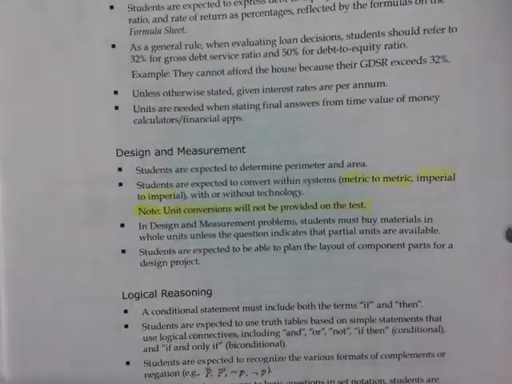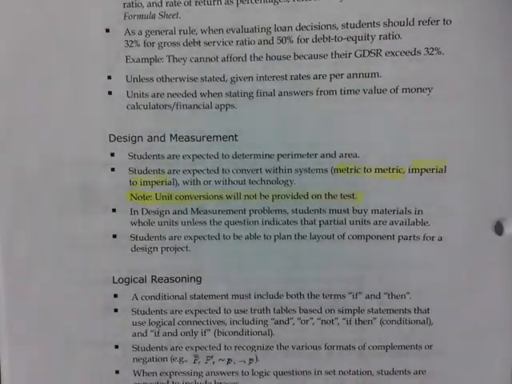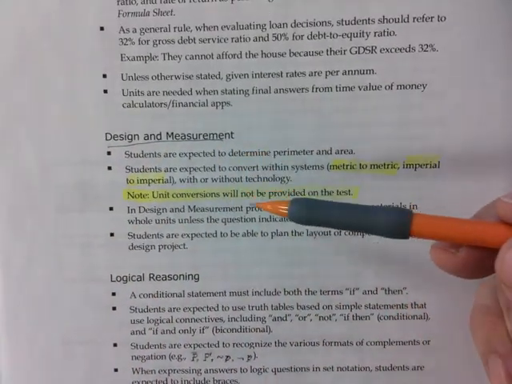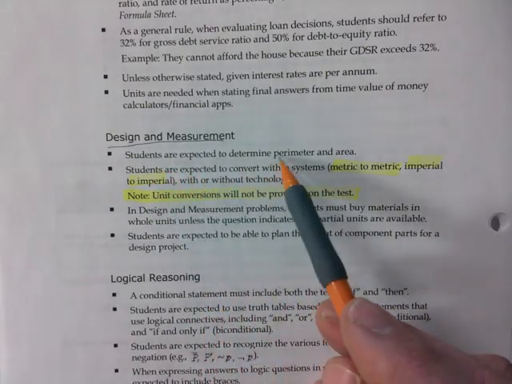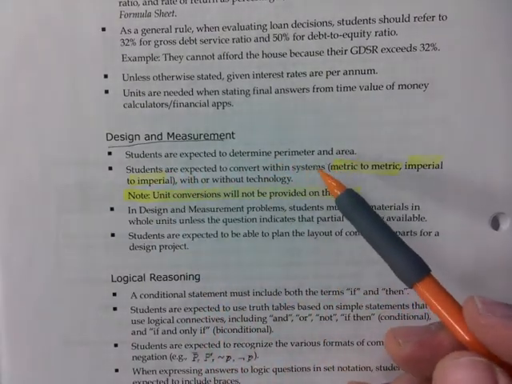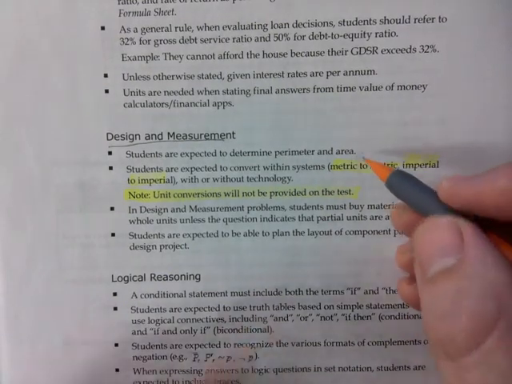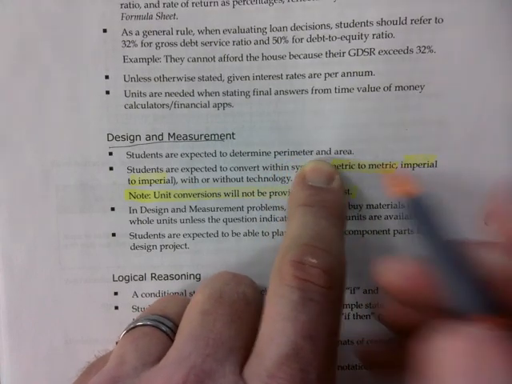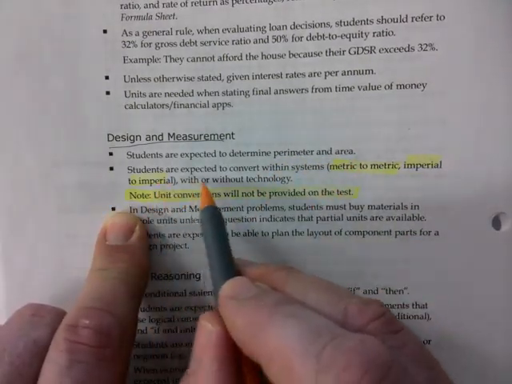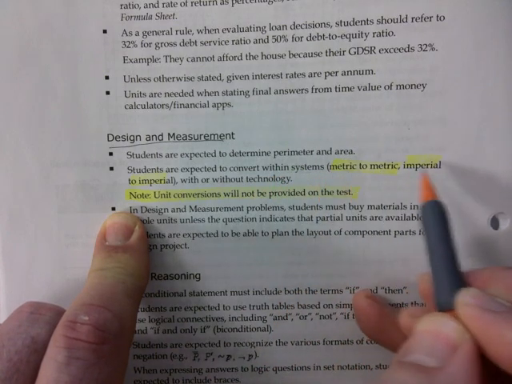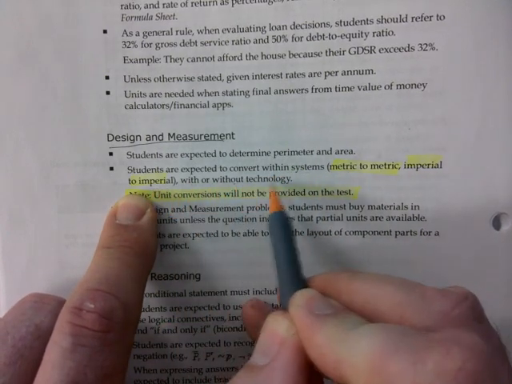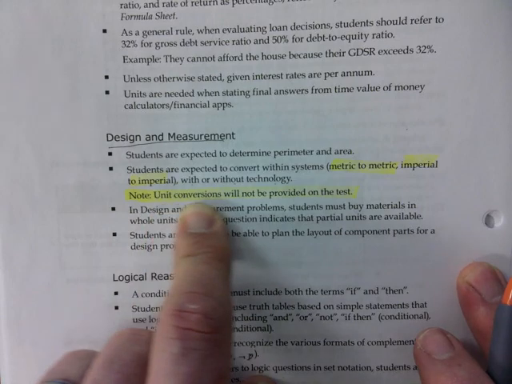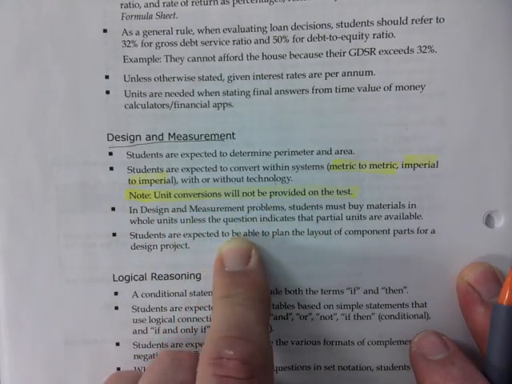Every fall the province sends us a little memo, and under design and measurement, this is not everything. This is just like, hey, reminder, right? So students are expected to determine perimeter and area. That's pretty easy. But they should also say, hey, it's still surface area and volume and all of that. I don't know why they just limit it to that, but whatever. Students are expected to convert within systems, so metric to metric, imperial to imperial, with or without technology. You always have your calculators on you, so you'll be fine. And unit conversions will not be provided on the test.